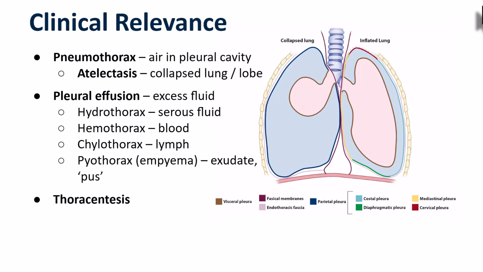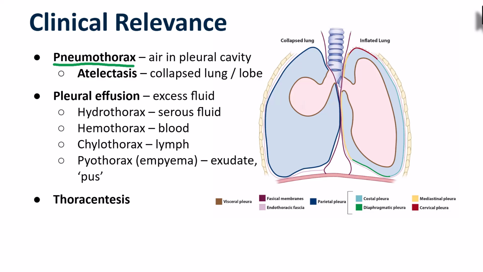Now, the clinical relevance of this is that we've created a space into which the lungs may expand as it expands, or contracts as the spaces contract. Sometimes different substances may enter into this cavity. So for instance, if air moves into this cavity, we call it a pneumothorax. So air in the pleural cavity is a pneumothorax.